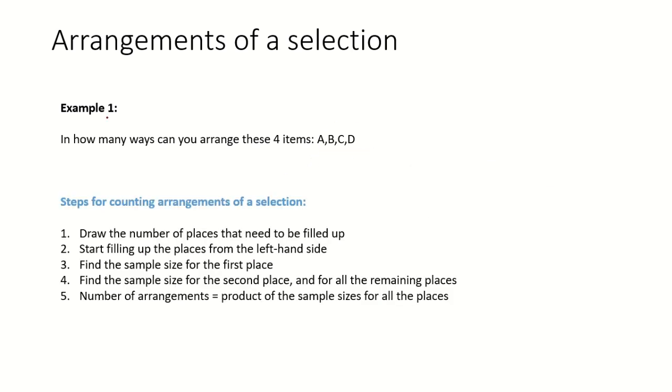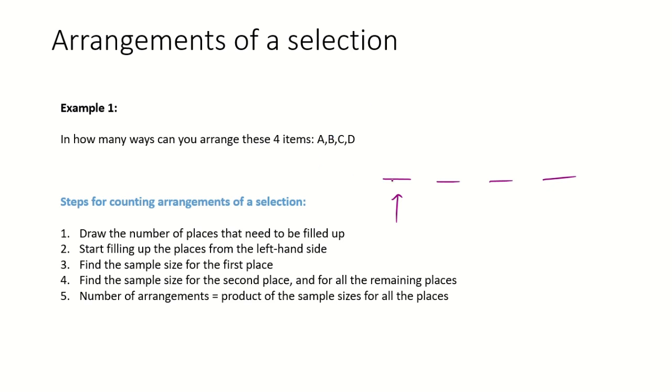So what we're trying to do here is find a pattern for how to count arrangements of a given selection, right? So we can follow these steps to count the number of arrangements. The first step is draw the number of places that need to be filled up. So for these four items, we have four places. So that's the first step. The second step is start filling up the places from the left hand side. So it's important that you always start filling up from the left hand side and not from the right hand side. The third one is find the sample size for the first place.